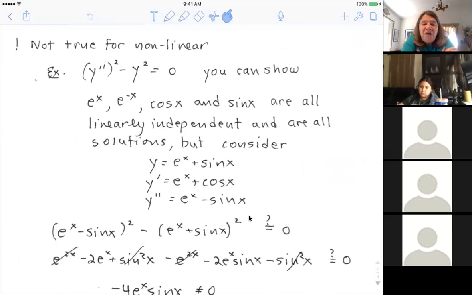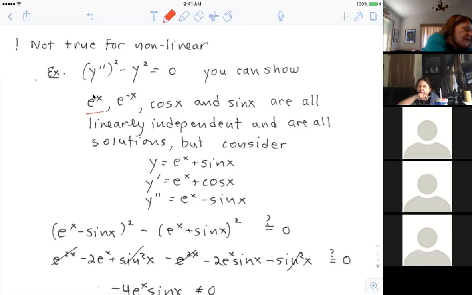And I'll show you an example. This is nonlinear, and we're going way back before chapter 4, because you've got a square on this y double prime. That is nonlinear. And you've got a square on the y. Nonlinear. I cannot use any of this stuff I've been using for the last 3 weeks on this. You can show that each one of these things is a solution, and you could show that they were all linearly independent.